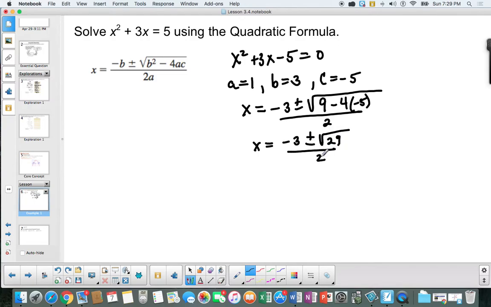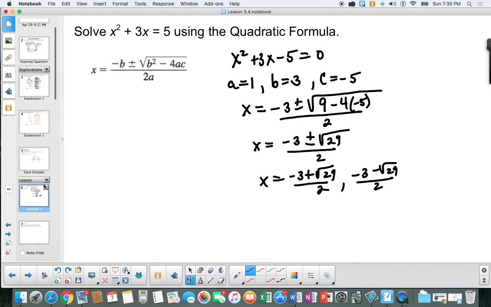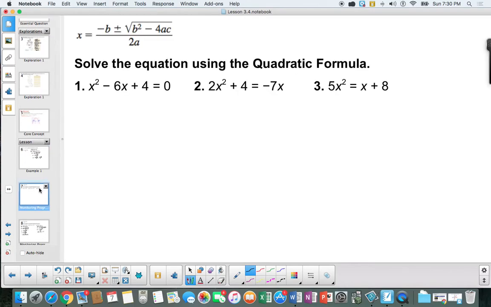Now these are our two answers. One answer is going to look like this, and the other answer will be looking like this. And to get the decimal versions, you're going to put that in your calculator. All right, I'm going to do number 2, and then you will be doing 1 and 3.